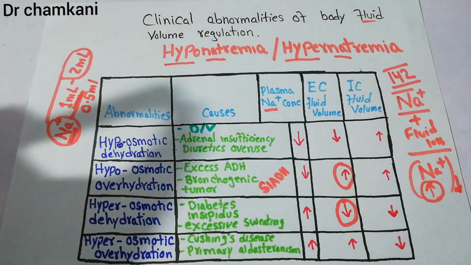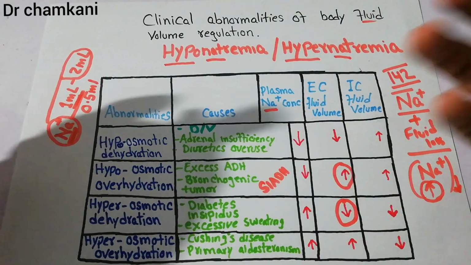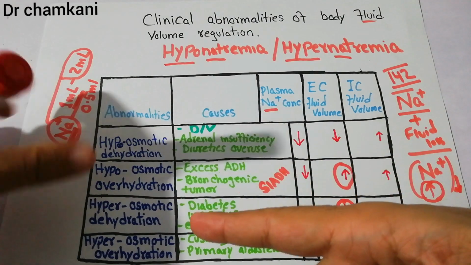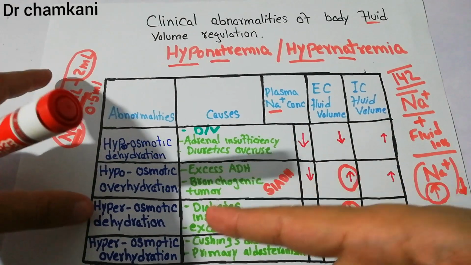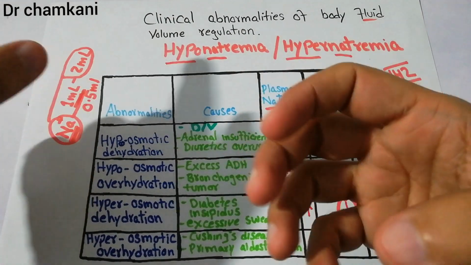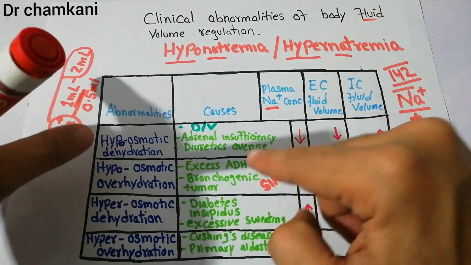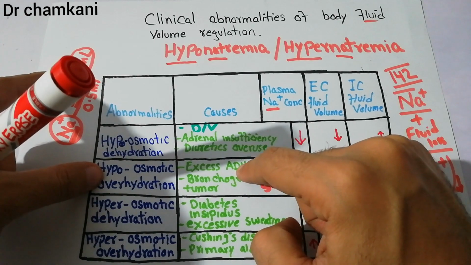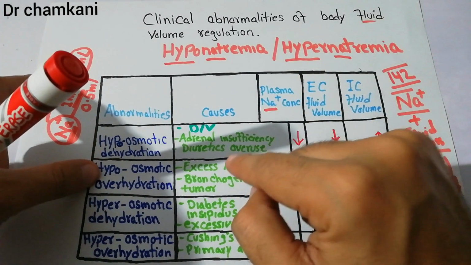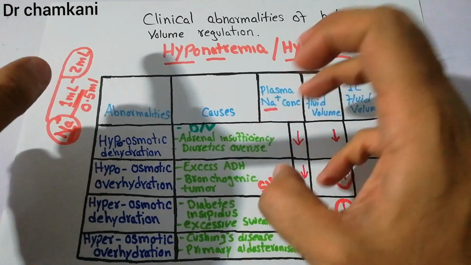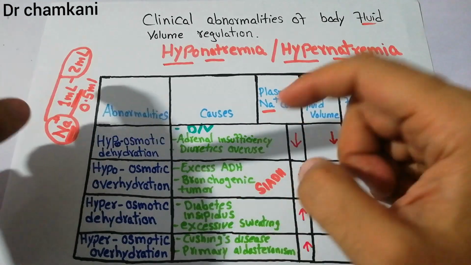Those conditions in which the number of osmoles increases, hyper-osmotic conditions, include diabetes insipidus. In this condition, there is a lot of fluid loss. The antidiuretic hormone is not performing its action on the kidneys and it is unable to absorb water, so water is basically lost.